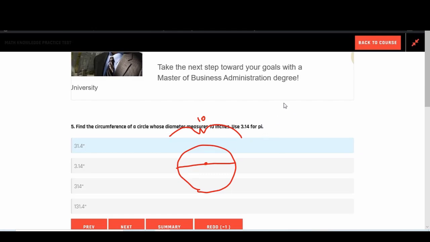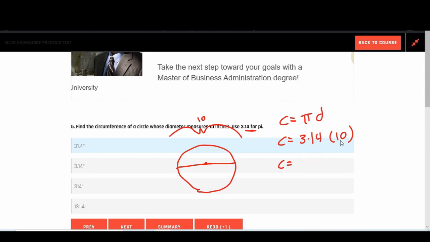We also need to know the circumference formula to figure this one out. It's pi times diameter. So we know the diameter. We're told to use 3.14 for pi. As it stands, we have everything we need to solve this one. Again, we're going to let pi equal 3.14. Diameter's 10. So let's keep working this one out.